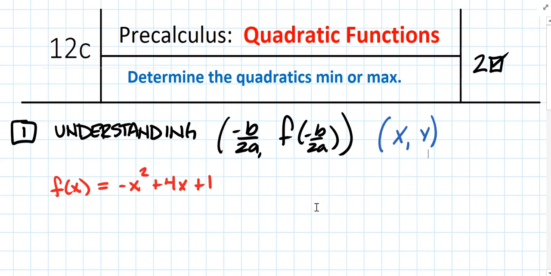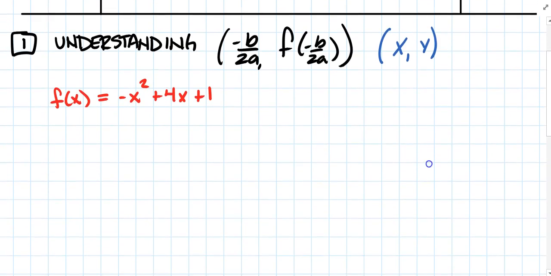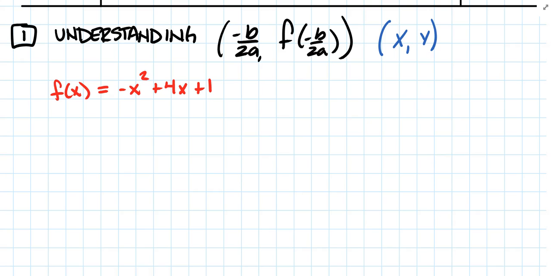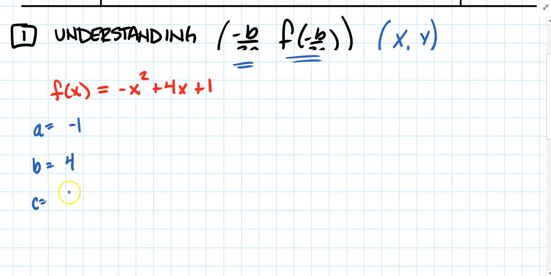Okay, now that you've got where the vertex is, let's do a couple of things here. The first thing I want to do is understand what this notation means. So in this quadratic, I'm going to write down the values of a, b, and c. This should look familiar to you. The value of a is negative 1, the value of b is 4, and the value of c is 1. So far, so good.